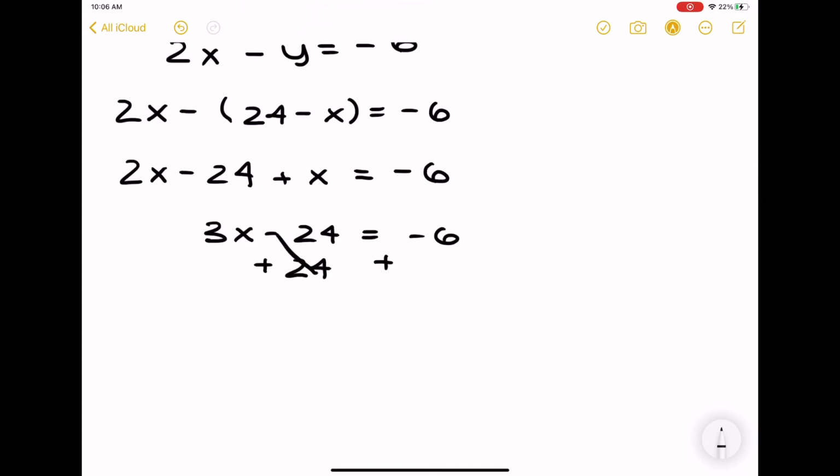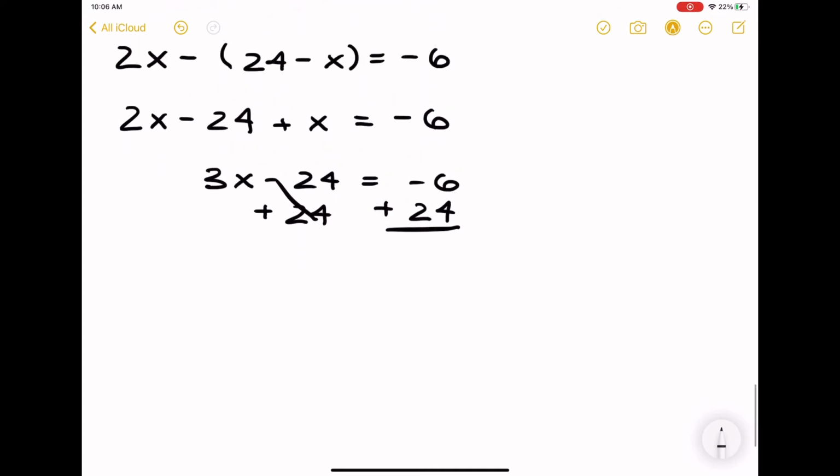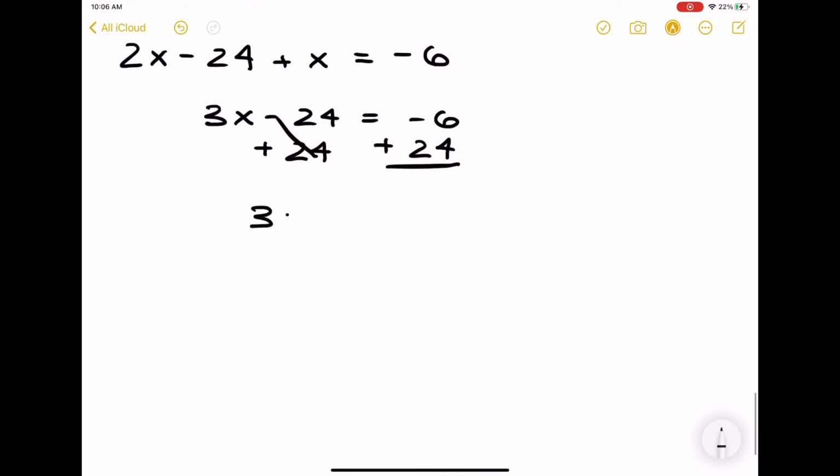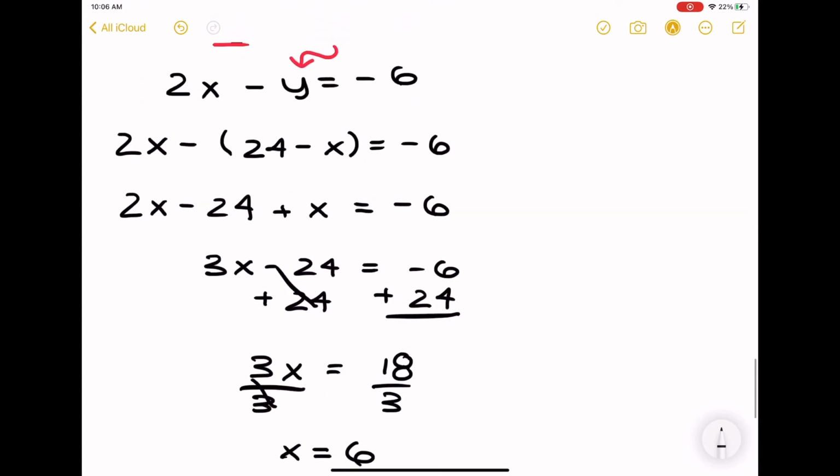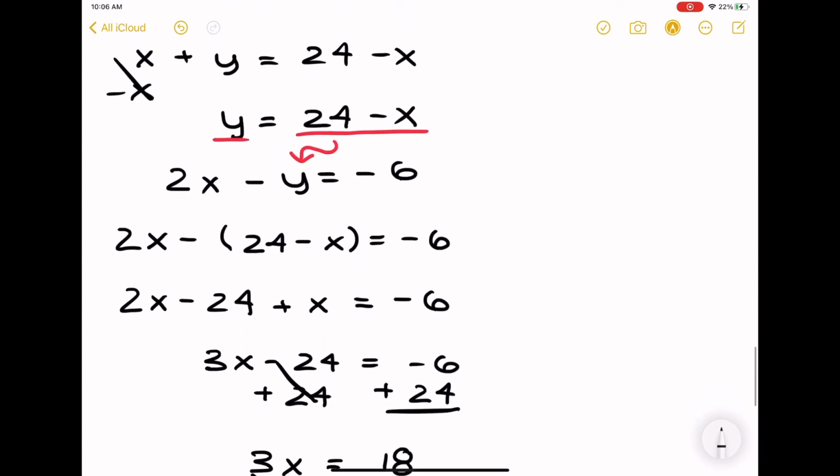We add 24 to both sides. We will get 18 is equal to 3x. And then after that, we'll go ahead and divide by 3 to isolate the x completely, and we'll get x is equal to 6. But we still have to find out what y is.